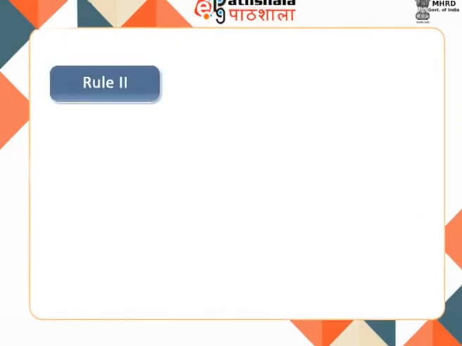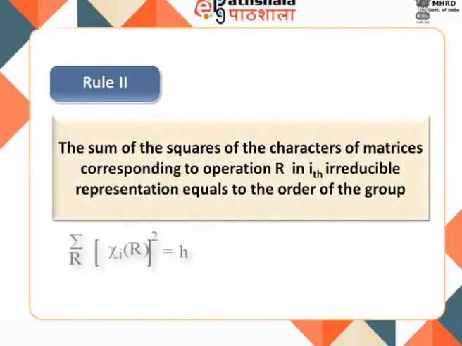The second rule says that the sum of the squares of the characters of matrices corresponding to operation R in the ith irreducible representation equals the order of the group. The equation is denoted as equation 7.